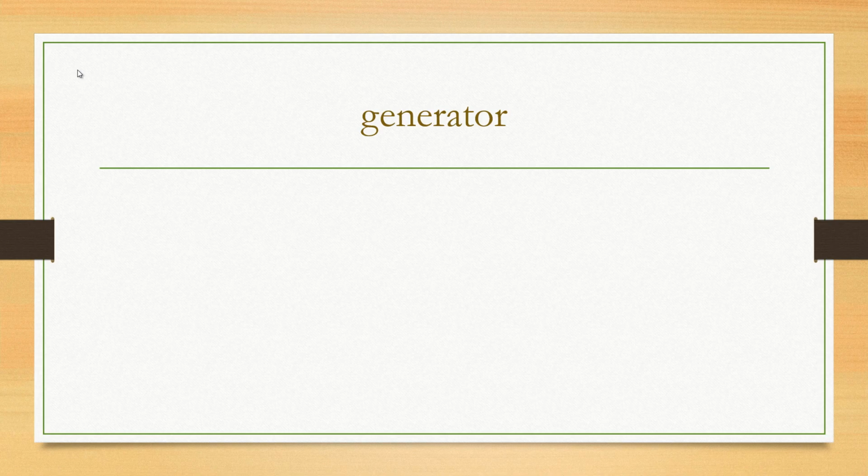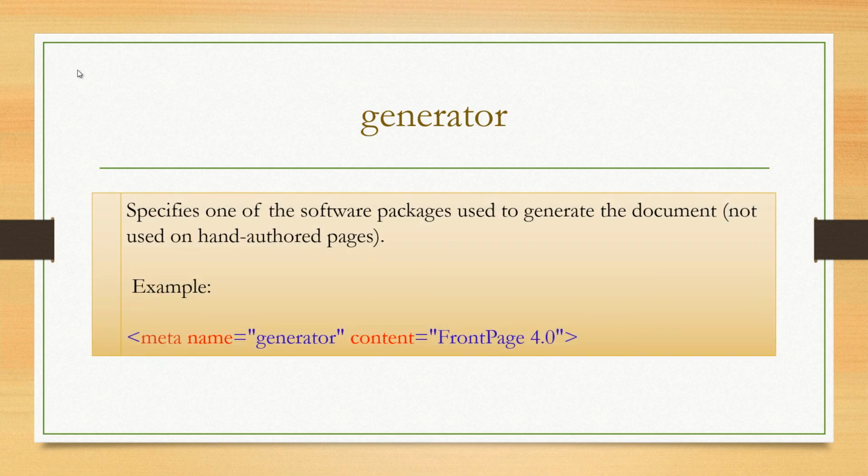Now I will talk about the generator. The generator is used to specify one of the software packages used to generate the document, not used on hand-authored pages. Some software packages are available which are responsible for generating the HTML document itself. So for that you have to specify the name as generator, and you have to specify the package name.